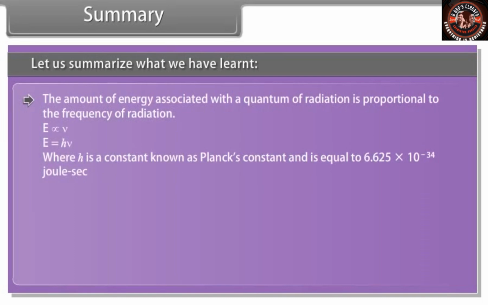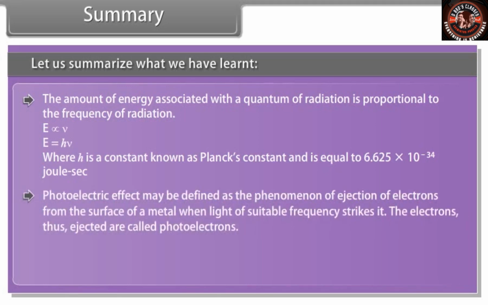The amount of energy associated with the quantum of radiation is proportional to the frequency of radiation, where h is a constant known as Planck's constant and is equal to 6.625 × 10^−34 joule second. Photoelectric effect may be defined as the phenomenon of ejection of electrons from the surface of a metal when light of suitable frequency strikes it. The electrons thus ejected are called photoelectrons.